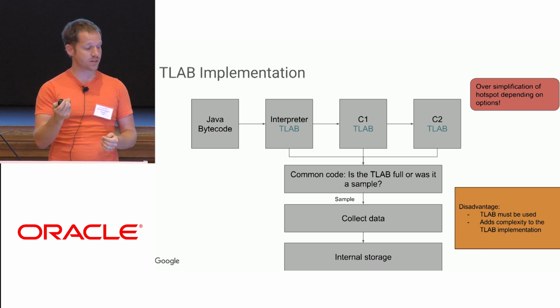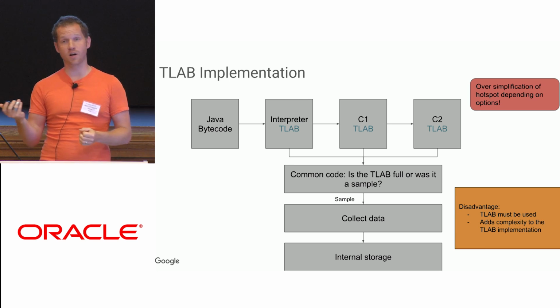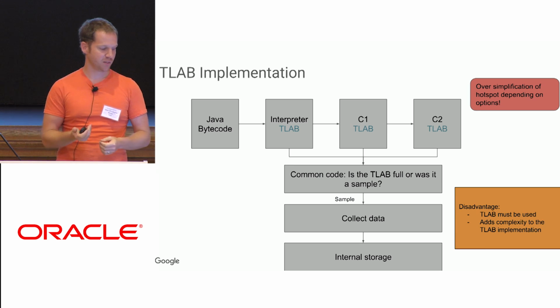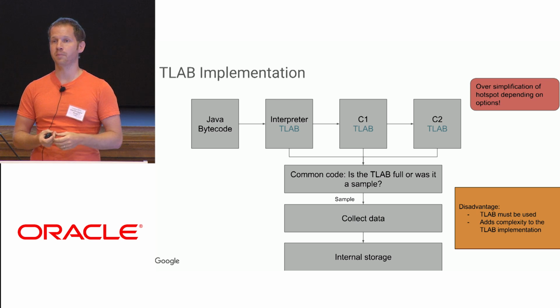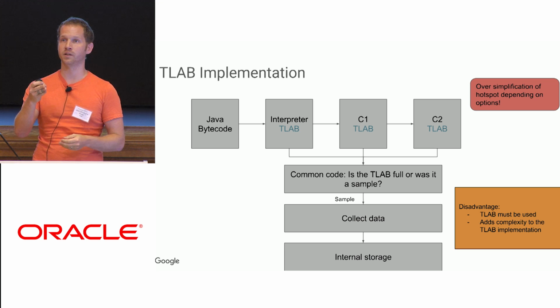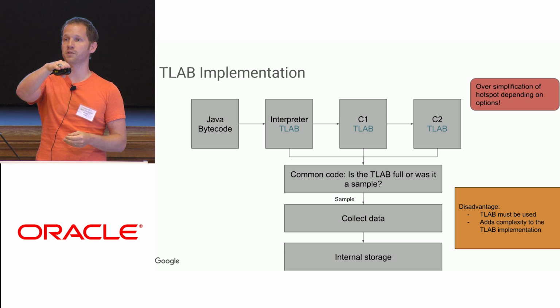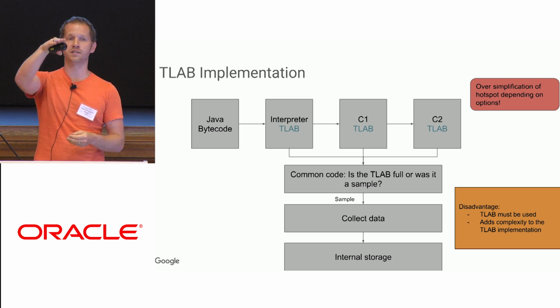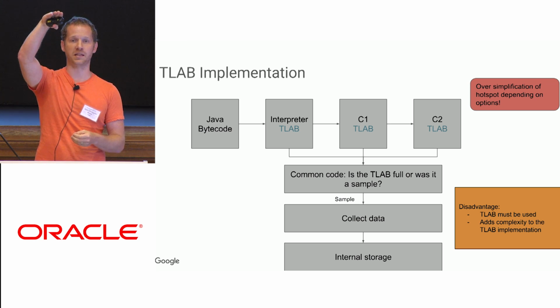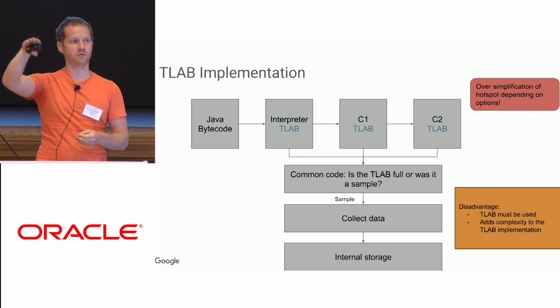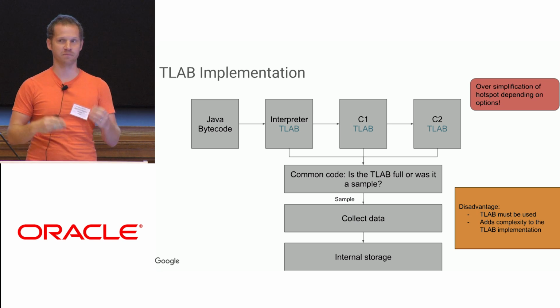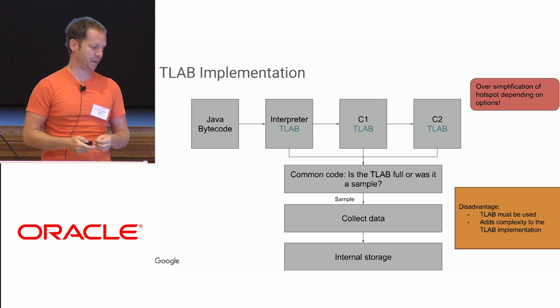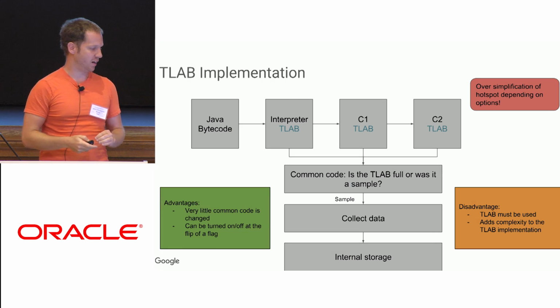The disadvantages of this is that TLAB has to be on, otherwise you don't get it. And you do add complexity to the TLAB implementation. Historically, the TLAB implementation is piggybacking on the Eden storage pointers, and now we're piggybacking on the TLAB pointers to say, oh wait, we want to sample. So we have a bunch of things happening at the same time that could go wrong. It's a little bit hairy.